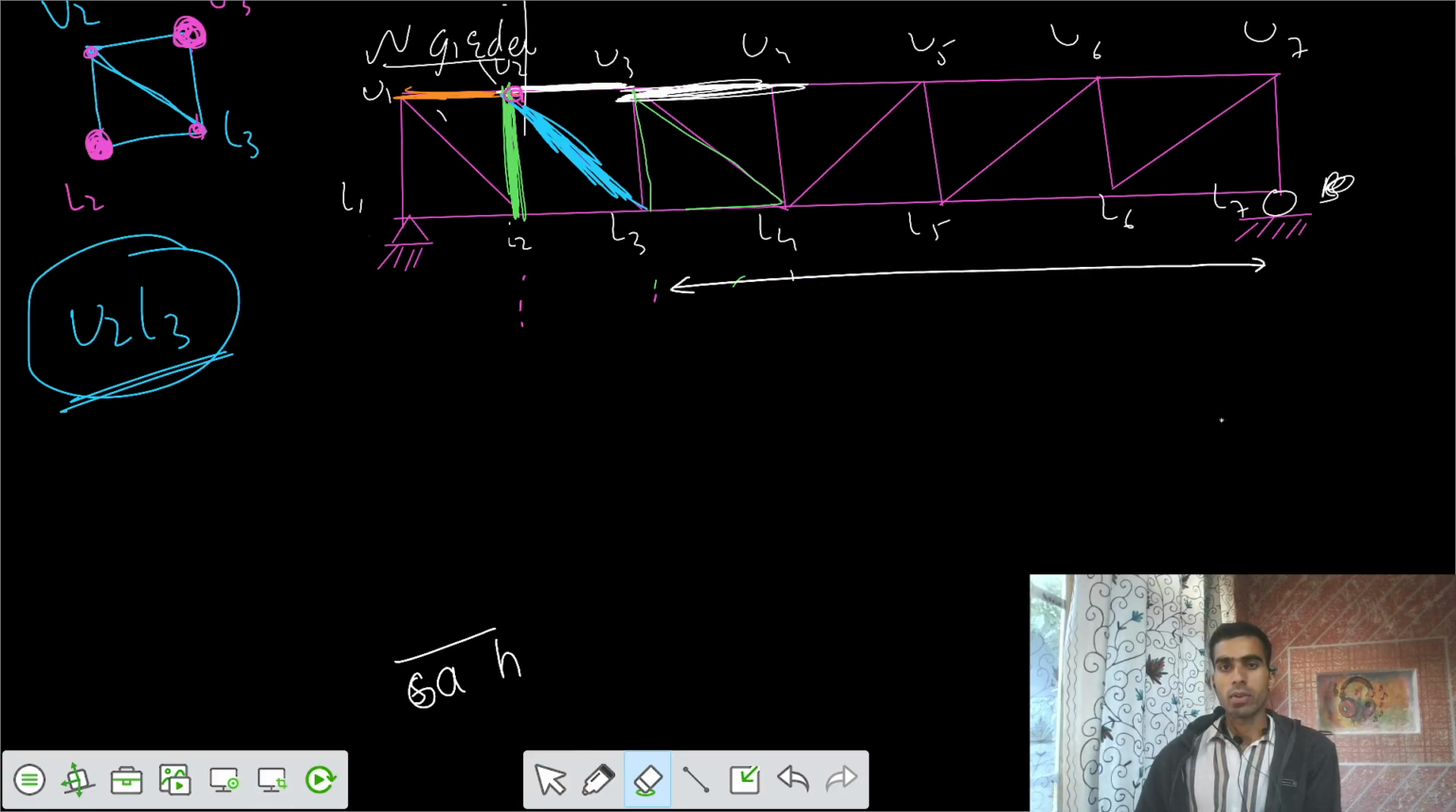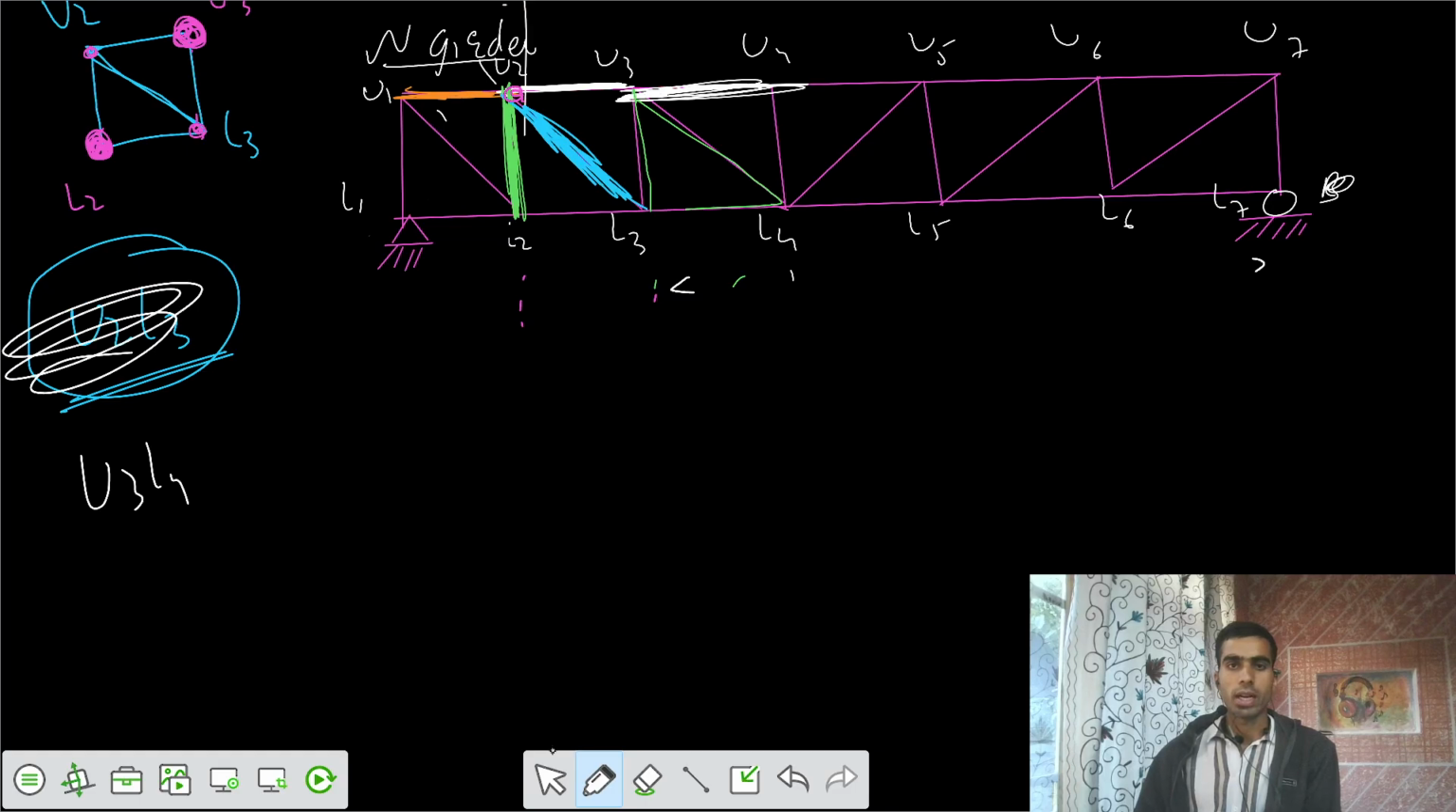Now one more thing: take the member U3, L4. So you need to get the U3, L4. How is the orientation? I would say U3, L4 is in this way. Then what are the triangles associated with that U3, L4? One of the triangles is in this way, and one is in this way. Then what are the opposite joints of the triangles? I would say these two. These two are your critical locations.